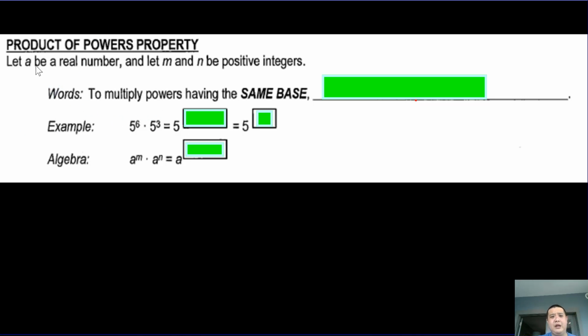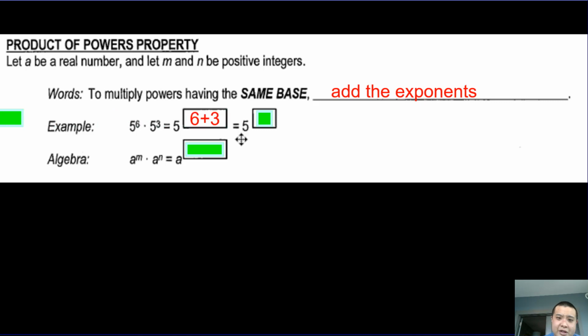Let a be a real number and m and n be positive integers. To multiply powers having the same base, and notice how they have to have the same base, we have 5 to the 6th and 5 to the 3rd, both of them have 5 as a base. You simply add the exponents. So here 5 to the 6th times 5 to the 3rd is 5 to the 6th plus 3, which is the same thing as 5 to the 9th. If we want to use this with algebra, we can write a general rule for it: a to the m times a to the n equals a to the m plus n.